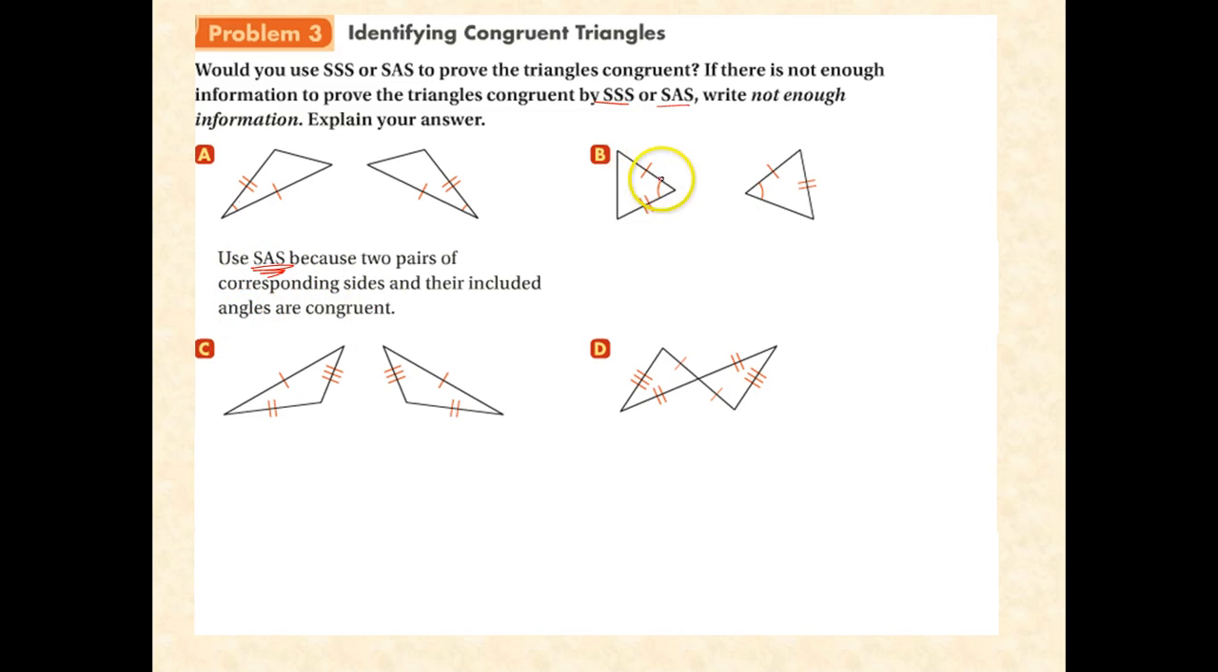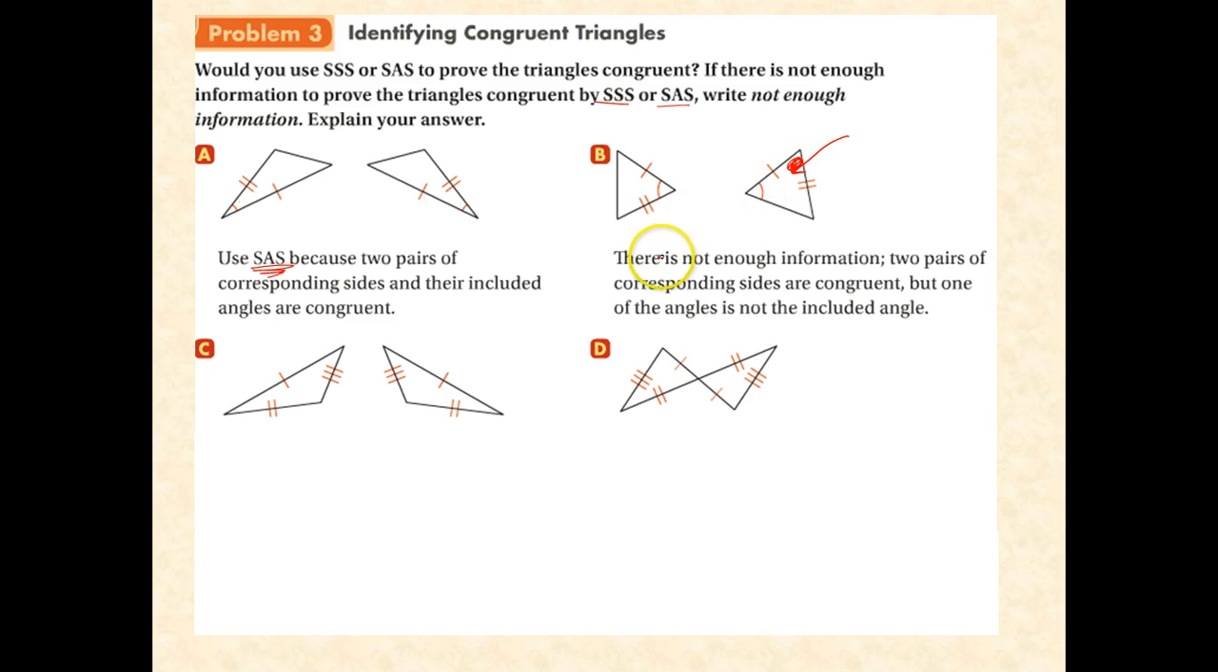How about on B? We've got a side, another side, and the included angle. We've got a side, another side, and then some other angle that's not the included angle. Not this guy. This is the included angle that we really need. So we can't conclude anything there. Not enough information. How about here? We've got all three congruent sides, so that would be side, side, side.